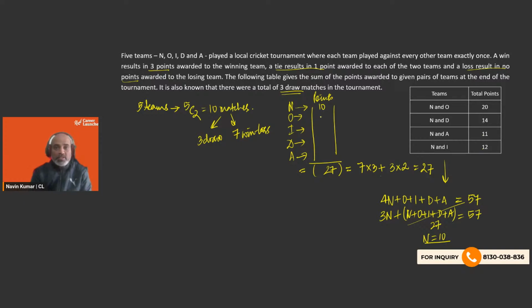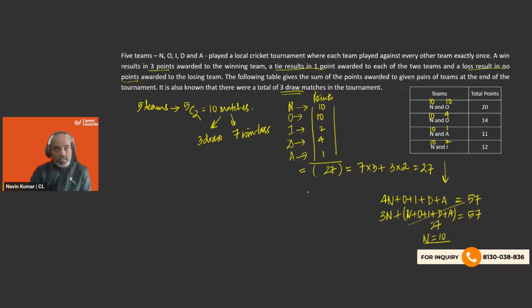The total number of points that O has is going to be, if N gets 10, O gets 10 as well. If N gets 10, D gets 4. If N gets 10, A gets 1. And if N gets 10, I gets 2. So these are the total number of points that each of these 5 teams are going to get.